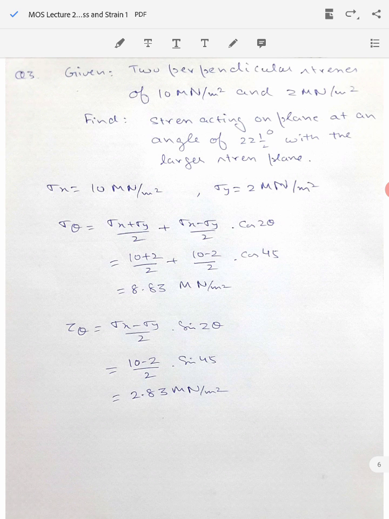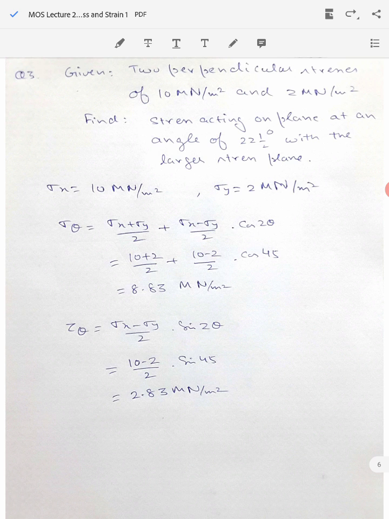Now let's take one straightforward numerical, in which you are given the values of the stresses acting on the component. There are two perpendicular stresses acting, of magnitude 10 megapascal and 2 megapascal respectively, and you need to find the stress values acting on a plane which is at an angle of 22.5 degree with the larger value of stress, that is 10 megapascal. This is a very straightforward numerical.